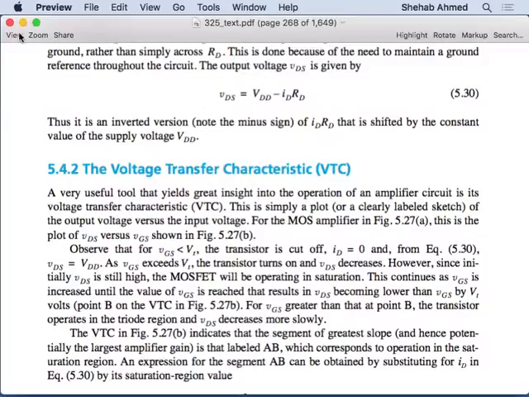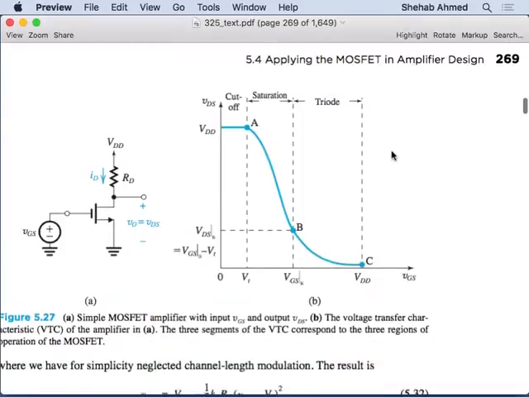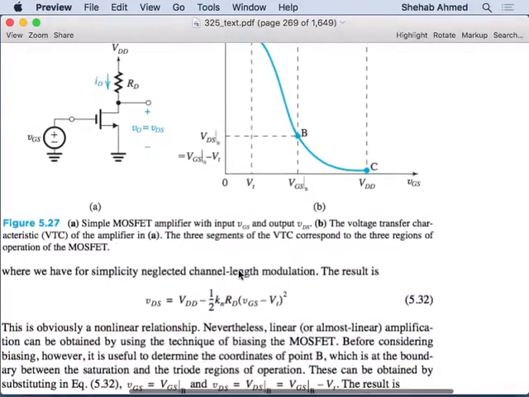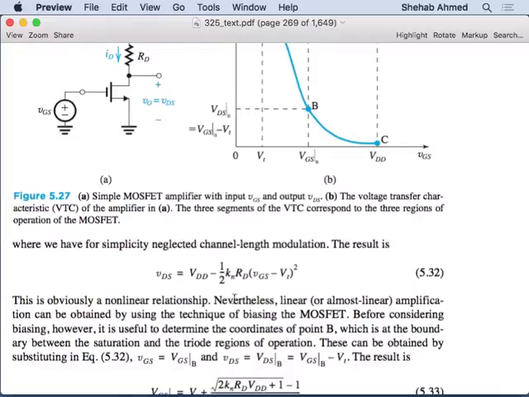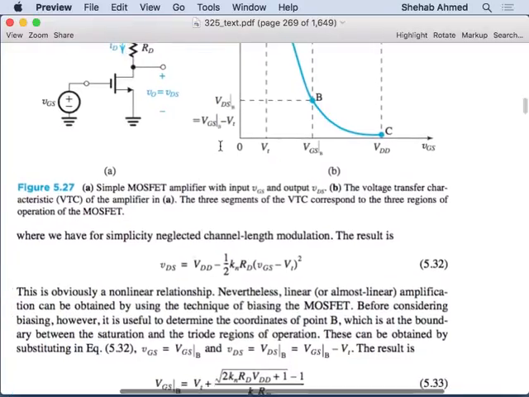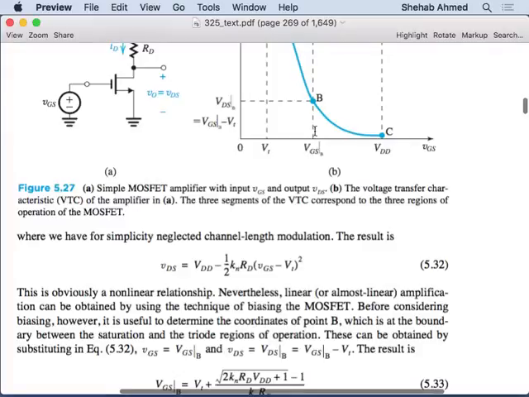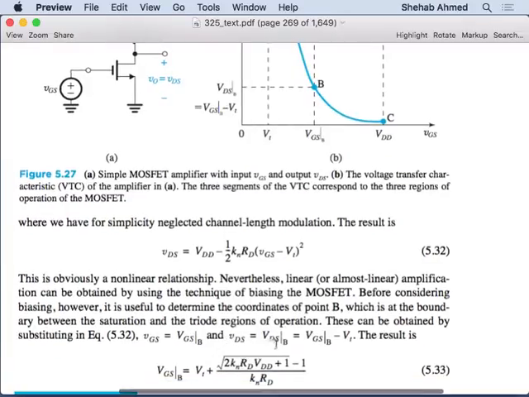Okay, so now that this is clear, hopefully, let's move on. We talked about the voltage transfer characteristic. Hopefully it's clear. This comes from substituting the equation for the ID current in saturation mode. Then you can solve for the value of VGS at point B. How do you solve for it? You put VGS at point B instead of VGS. And VDS at point B is equal to what? It is equal to VGS at point B minus the threshold voltage.